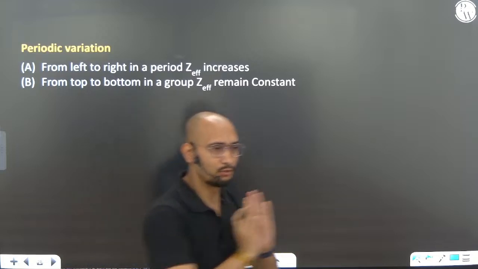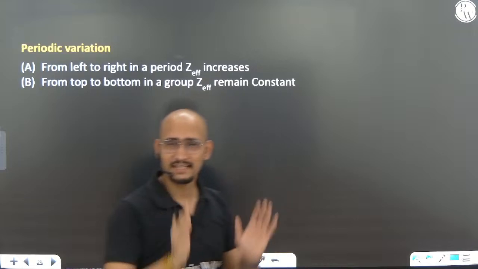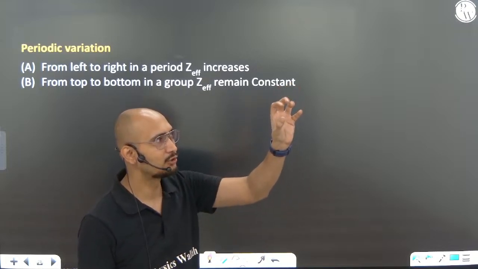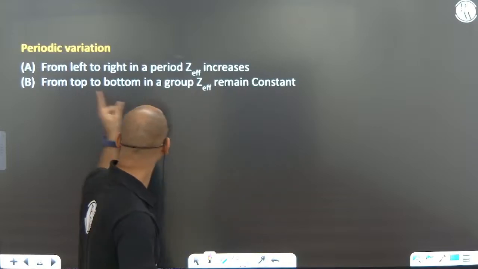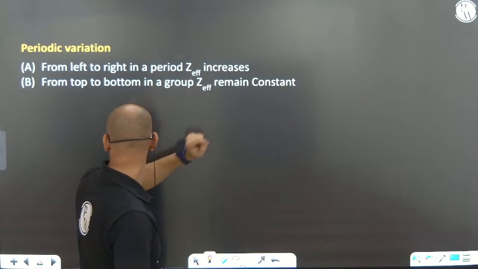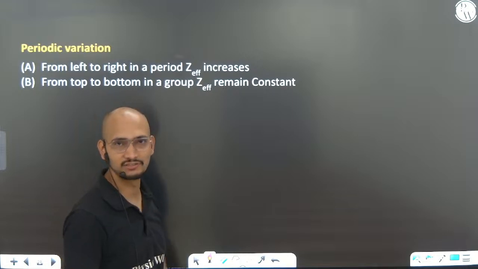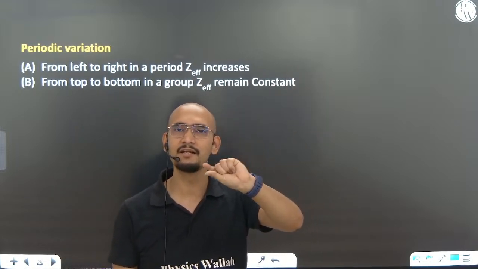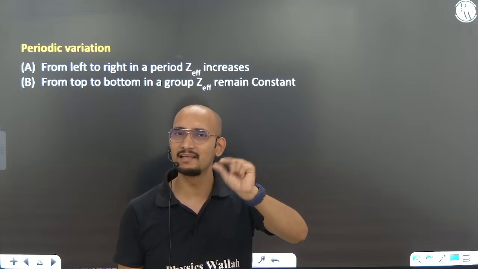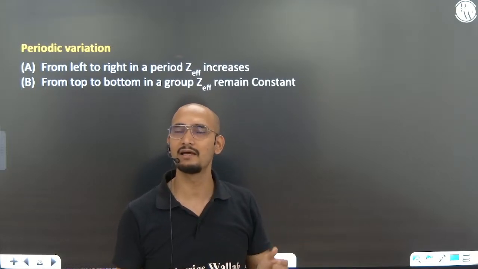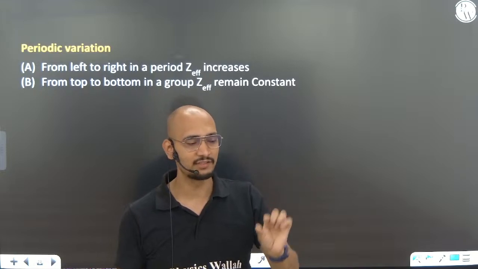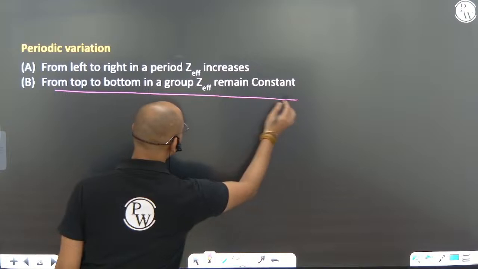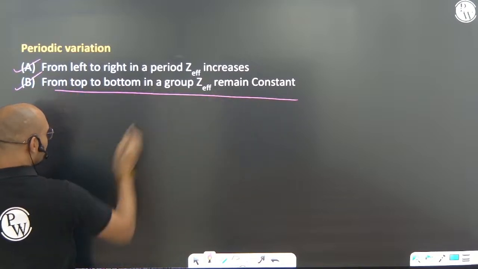The point is that when we go from left to right in a period, Z effective always increases, or we can say the pull of the electron towards the nucleus increases. Next, from top to bottom in a group, Z effective remains constant. Initially, between the second and third period, there is an increment, and then it becomes constant. Not a big deal. So basically, top to bottom it is constant, while left to right it increases.